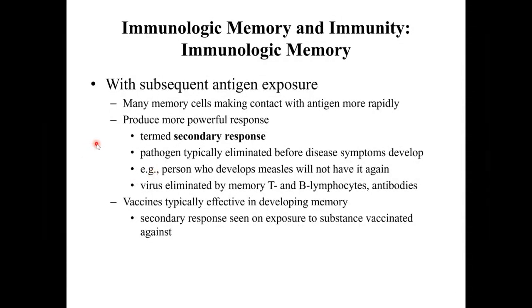And that's what this slide says. With subsequent antigen exposure, I think that I said it a little more eloquently, though. Subsequent antigen exposure, the memory cells are already there. They already have their BCRs exposed. This whole thing happens quickly and more powerfully. And I've got a graph that's going to demonstrate this. And you're probably thinking, this sounds a little bit like vaccinations. And you would be 100% correct. And there it is. It says right there, vaccines typically effective in developing memory.